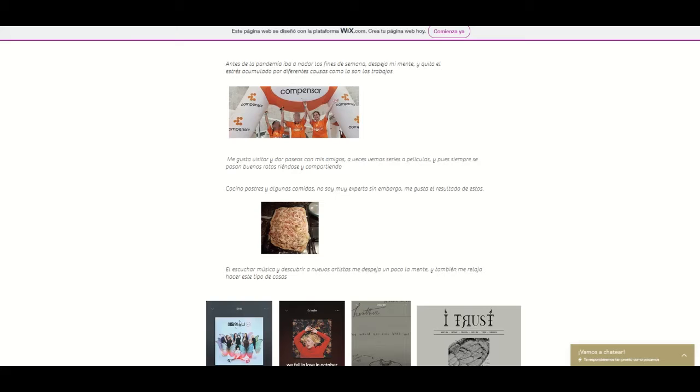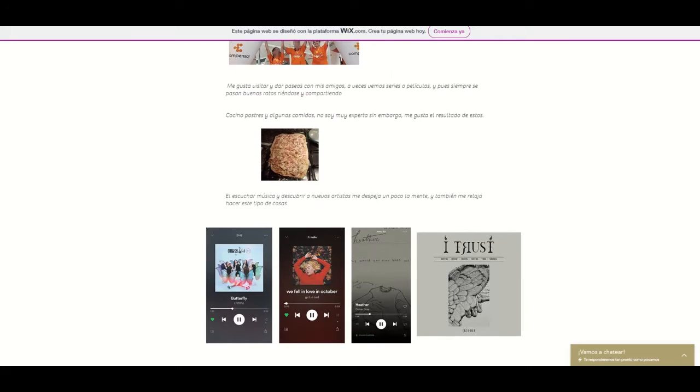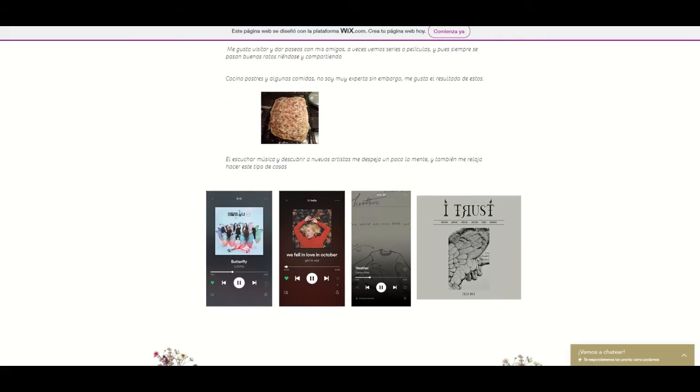The next hobby that I have is stay and pass time with my friends and go for a walk or things like that. The other hobby that I have is cook, and as you can see in the picture, I cook with my family. I cooked a pizza with my family. And the last hobby that I have is listen to music and discover new artists.